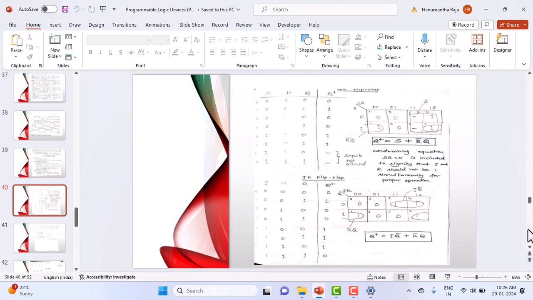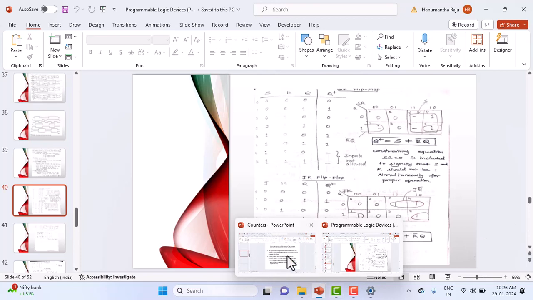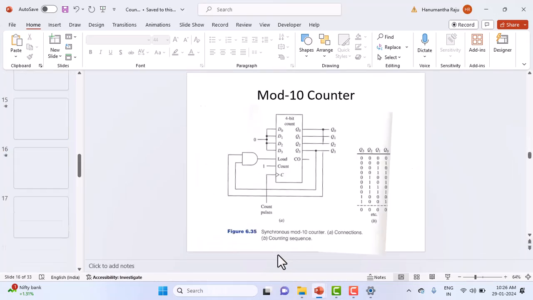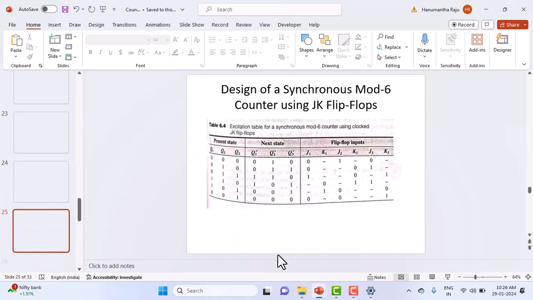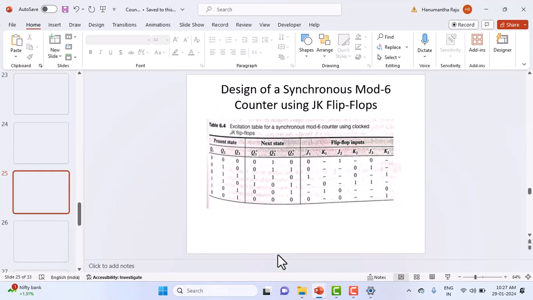Are you getting this? Yes or no? I'll explain once again. Look, this is the present state, this is the next state. In our table, look here. Present state is 0, next state is 0. What are the J and K required? Here I have written 0 and don't care. Hyphen means don't care here.